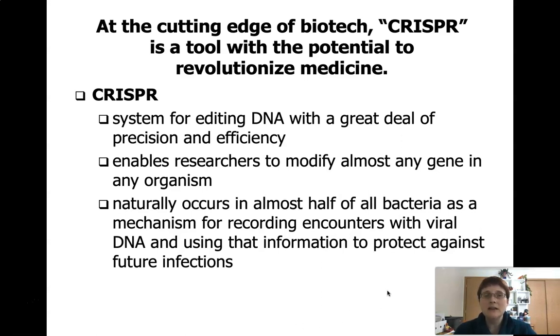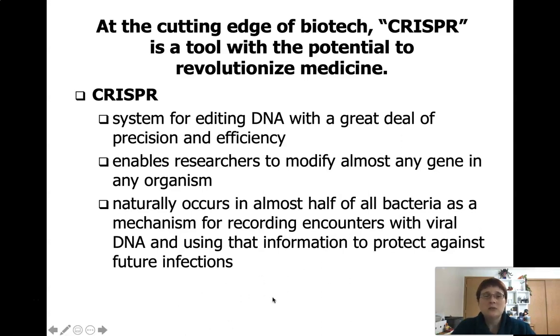And this mechanism of CRISPR actually was discovered in bacteria and is found in almost half the bacteria in the world, because it's used to record encounters with viruses. So that way they can protect themselves against future infections. That's what they use it for, to record this information and then use it to cut out viral infection information in the future.